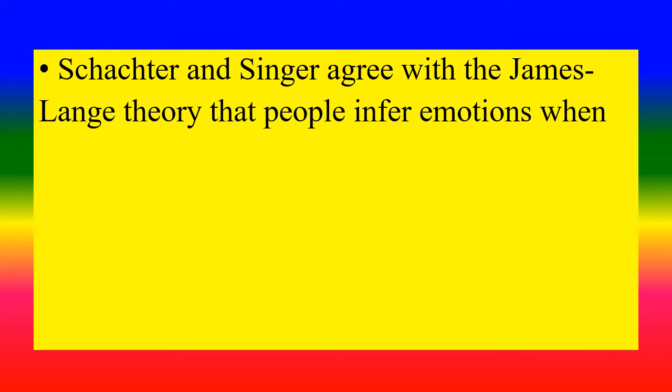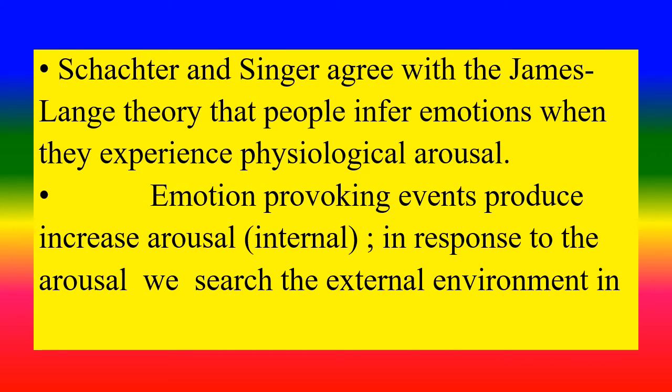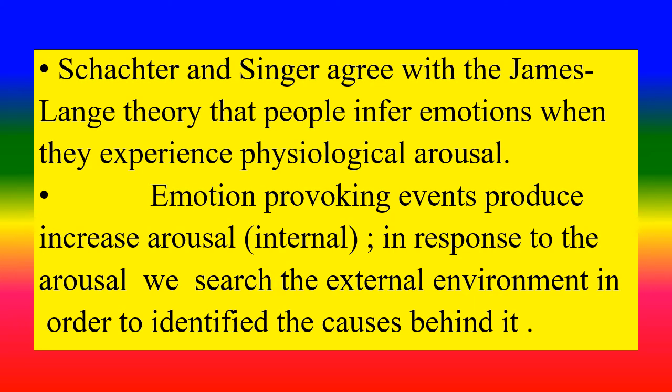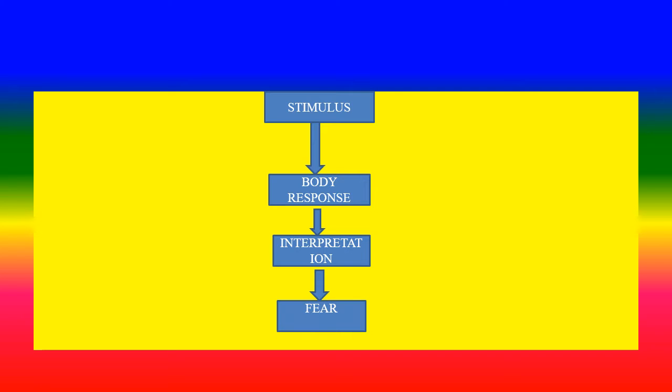Schachter and Singer agree with the James-Lange theory that people infer emotions when they experience physiological arousal. Emotion-provoking events produce increased internal arousal. In response to the arousal, we search the external environment in order to identify the causes behind it. Look at this flow chart. Stimulus, body response, interpretation of environment, and experience of fear or emotion.